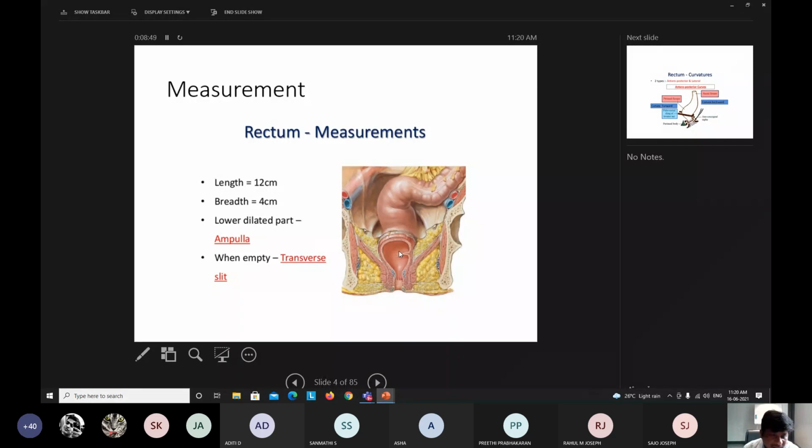It presents a lower dilated part, which is called the ampulla. When it is empty, it looks like a transverse slit.